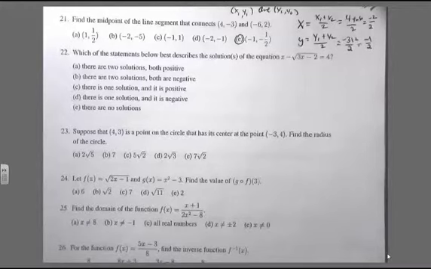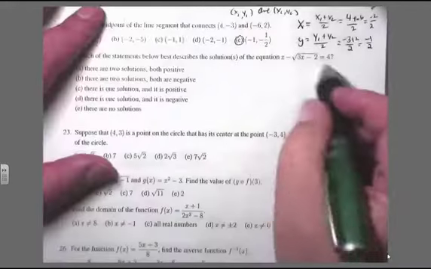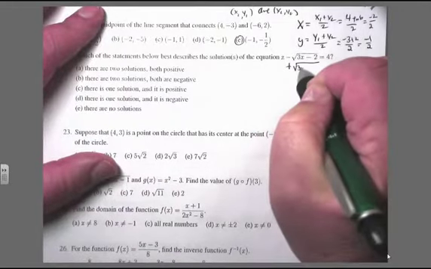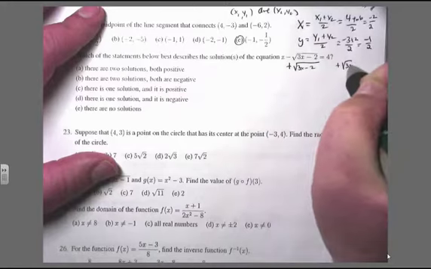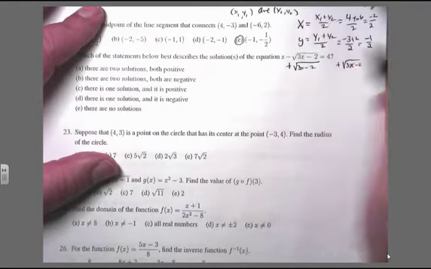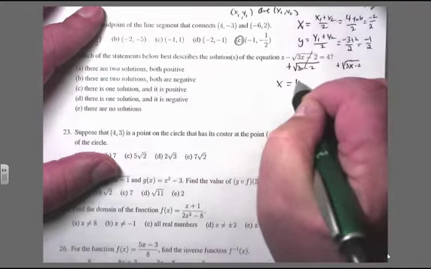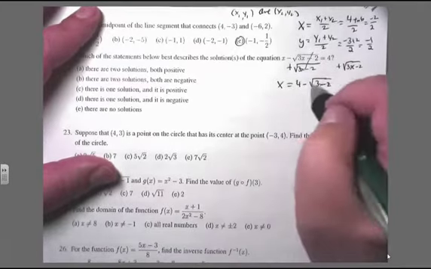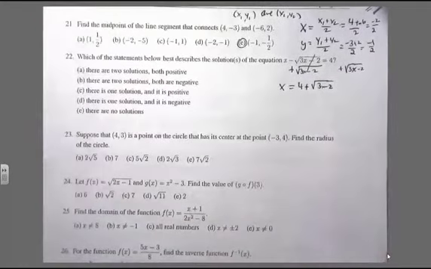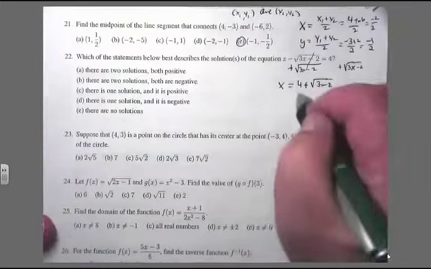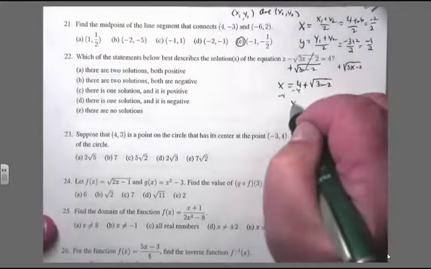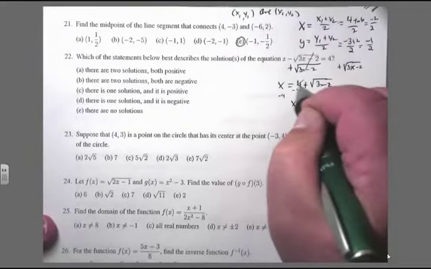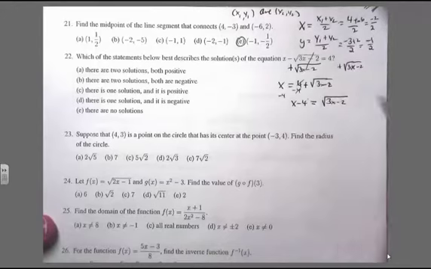My first move is to get the square root by itself and then square both sides of my equation. I'm going to add the square root of 3x minus 2 to both sides. This will cancel. I'm sorry, that gives me x equals 4 plus the square root of 3x minus 2. Then I'm going to subtract 4 from both sides. That's going to give me x minus 4 equals, this cancels, the square root of 3x minus 2. All I did was a little juggling getting that radical by itself.